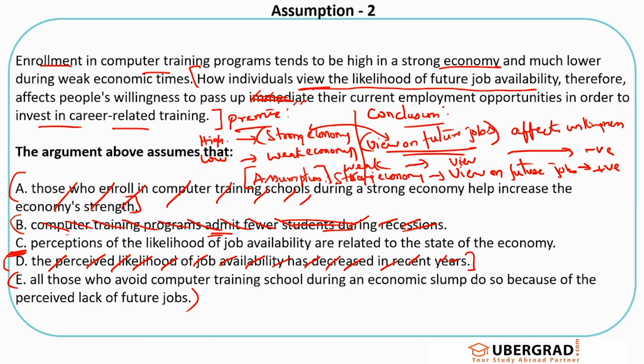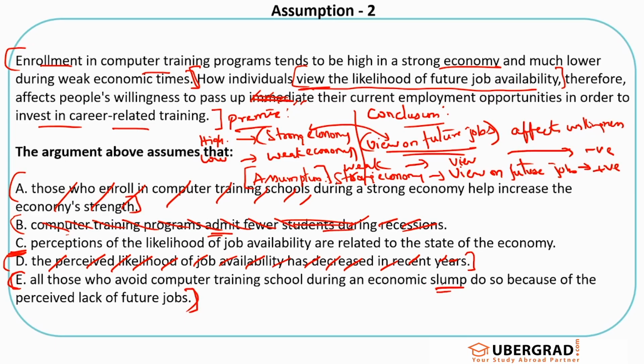All those who avoid computer training school during economic slump do so because of perceived lack of future jobs. This is something of a trap, I would say, because this is what the passage already said. People enroll less in the weak economy. Slump is like a drop, a dip, a low point. So people avoid, that's what the first said, right? Enrollment will be less in these economic times because of perceived lack of jobs. So that's what this part is talking about. In a way, this is not a very bad option, but this is like a summary of what we have discussed. But that's not the assumption that's filling up these gaps.